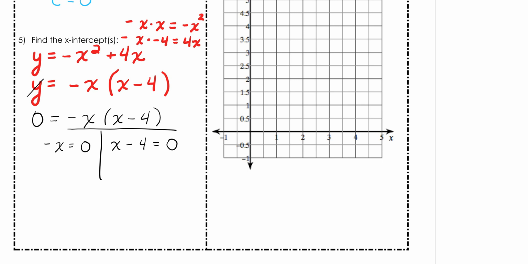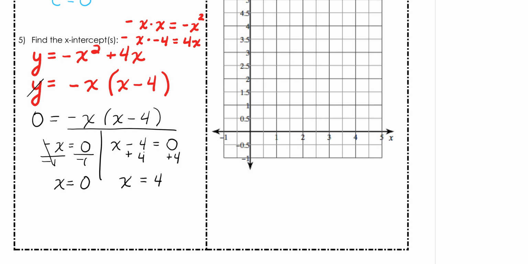If I divide both sides by that negative 1 in order to just isolate the x value, this will cancel, and I'll be left with x equals 0 divided by anything, a negative 1, a negative 2, it doesn't matter. 0 divided by anything gives you 0. And then on the right-hand side, x minus 4 equals 0. I'm going to add 4 to both sides, and I'm going to be left with x equals 4.